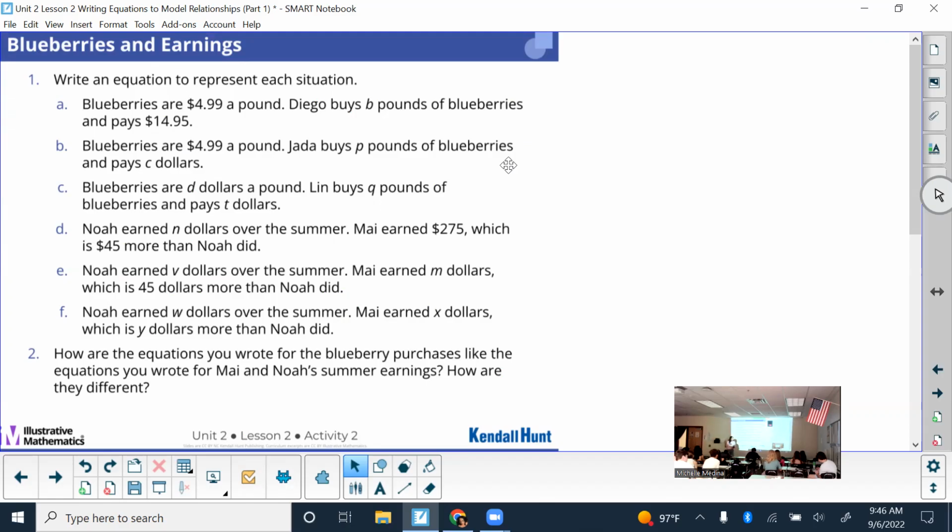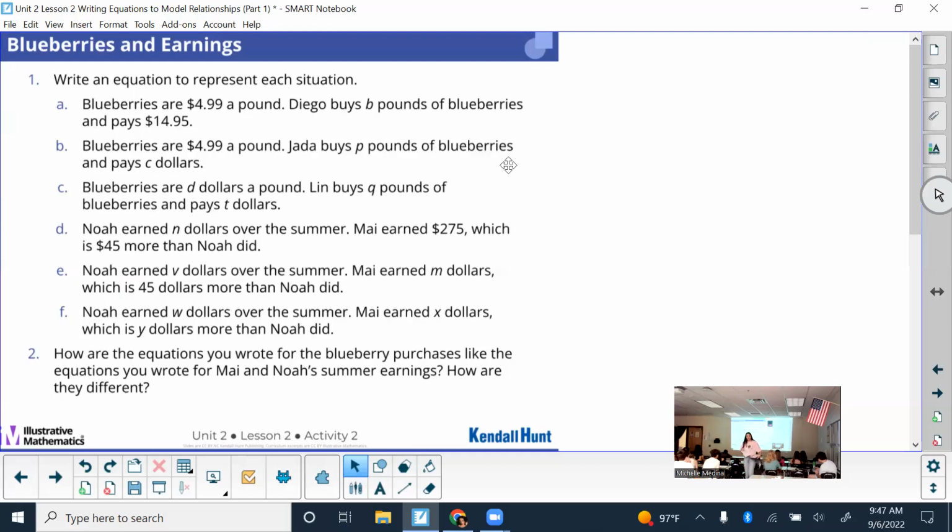Now the cool downs for this unit are going to be on the front of the note sheet. The back is going to be our activities. On some of them we're not doing the Platonic relationship, but we are going to do the blueberries and earnings. So that's on the back of your sheet. If you want to follow along and take notes, this is on the back of your sheet.